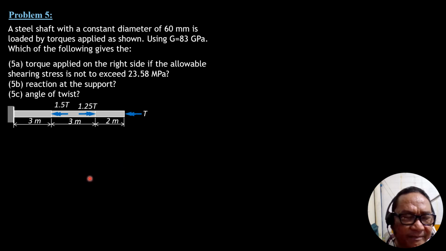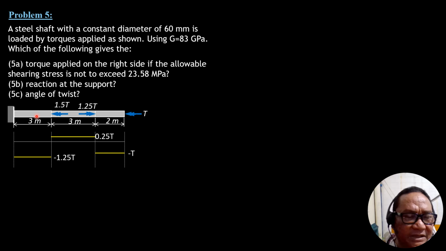So negative, then 0.25 T, then minus 1.5 T. So negative 1.25 T would be the maximum torque. This is because the shafts are made of the same material, steel, and they have the same diameter. We just divide it by segments. So this portion of the steel segment will be the most stressed segment. So therefore, the torque is treated as 1.25 T. Although it's negative, you just make it positive.